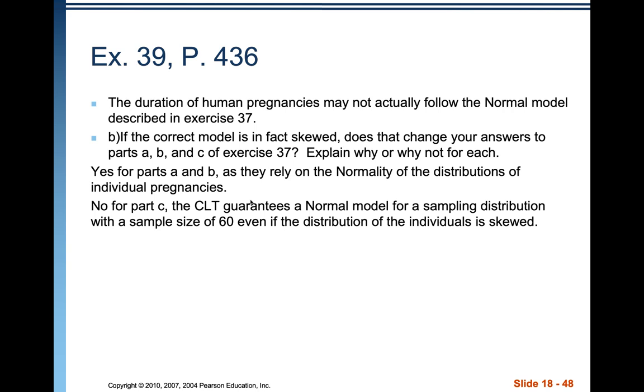So, would our answers change? Well, yes, for parts A and B, as they rely on the normality of the distributions of individual pregnancies. And we're not taking sample means and looking at the sampling distribution there. We're looking at just distributions of individual pregnancies. So for part C, there's not going to be a change because the CLT, central limit theorem, guarantees a normal model, or at least an approximately normal model, for a sampling distribution with a sample size of 60, even if the distribution of the individuals is skewed.